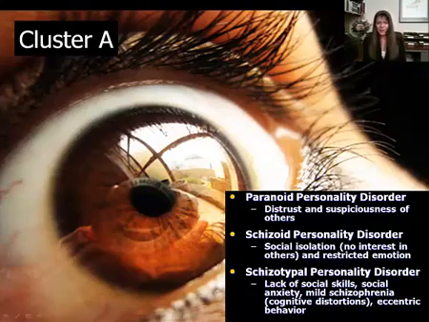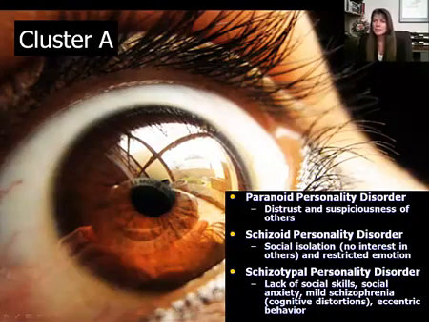Now, the third one under cluster A is schizotypal personality disorder. Okay. Very interesting one also. People with this disorder lack the capacity for close relationships. They show mild schizophrenia symptoms and a lack of social skills. People who have schizotypal tend to be very anxious in social situations, very nervous.